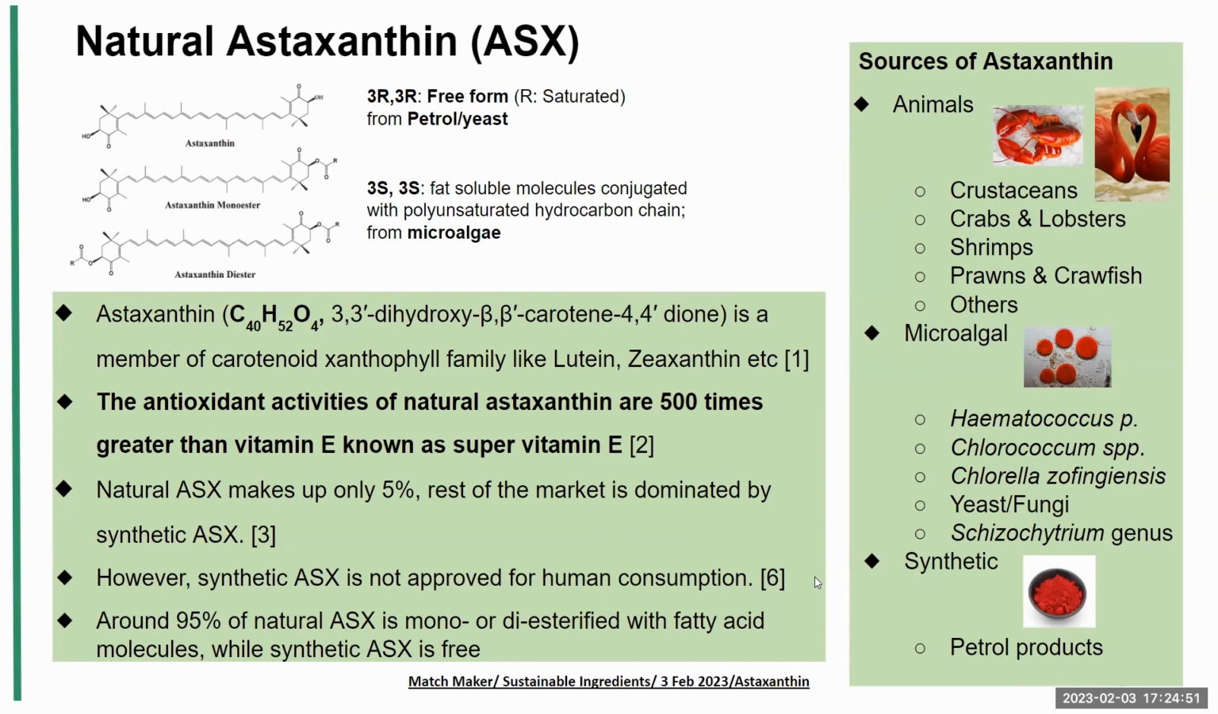If you see the right side panel, animals also have this astaxanthin, but they don't produce it. They get it by eating the green algal cells, which have astaxanthin. There are different kinds of green algae producing this product, and synthetic ones also, where people convert lutein or zeaxanthin into astaxanthin, or they use a petrol product through a synthetic method.